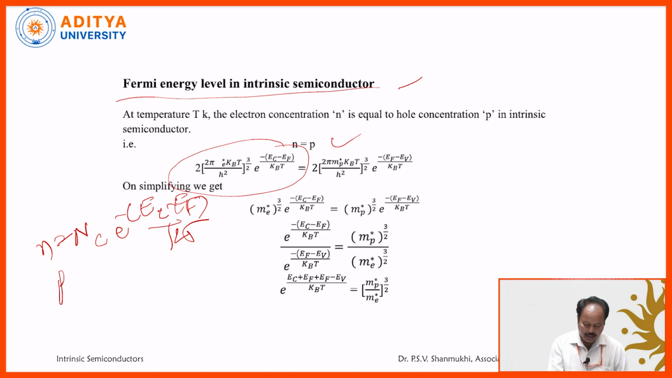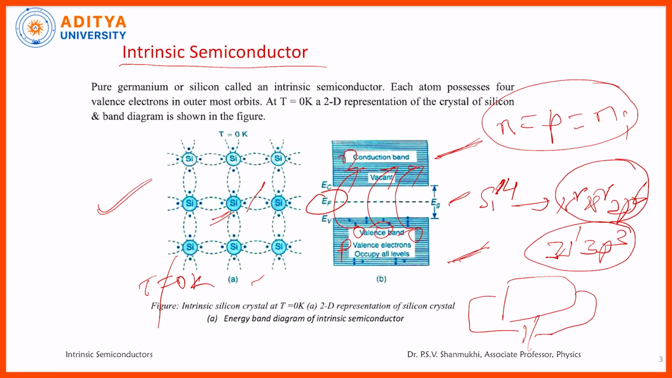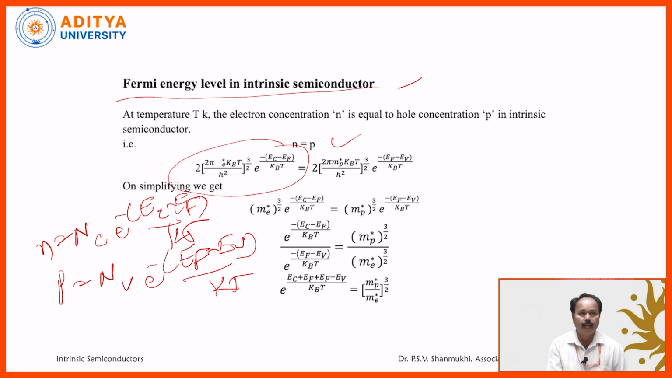Similarly, you can write p is equal to Nv e power minus of (Ef minus Ev) by kT. You observe, the upper edge of the valence band is taken as Ev, the lower edge of the conduction band is taken as Ec. Nc is called the effective density of available energy states in the conduction band, C stands for conduction band. Nv is the effective density of available energy states in the valence band, V stands for valence band. At any temperature n is equal to p, it is equal to ni.